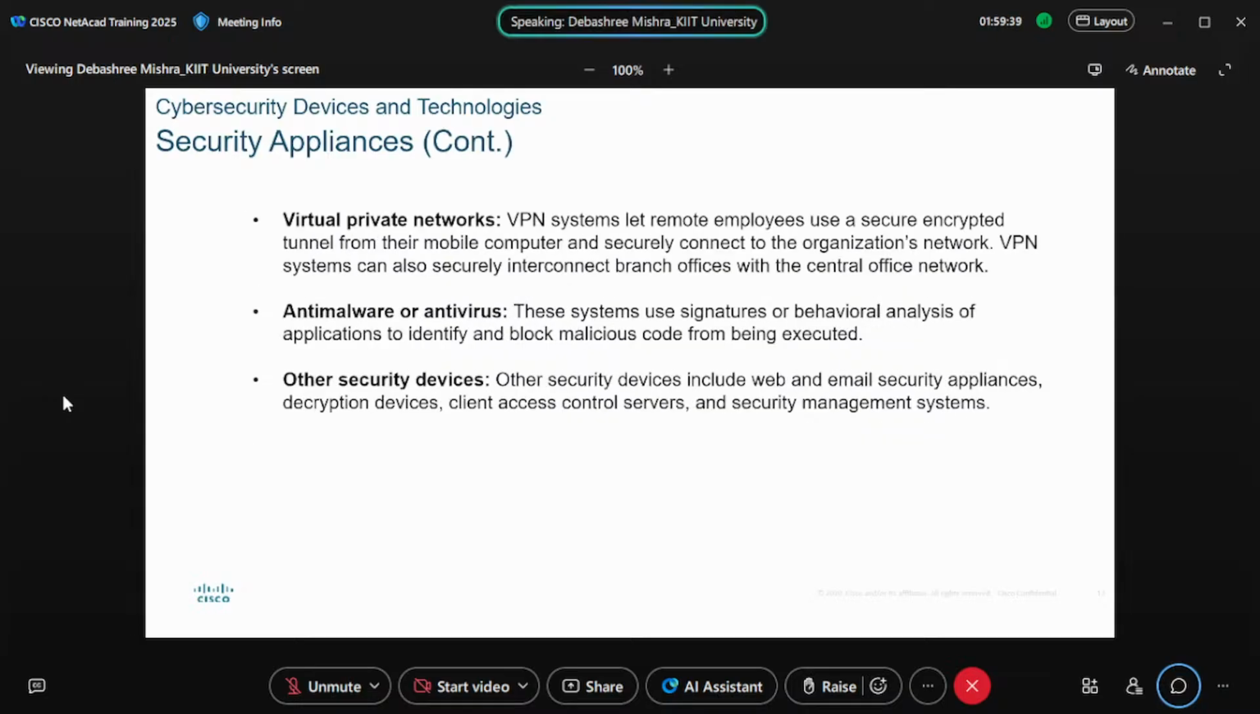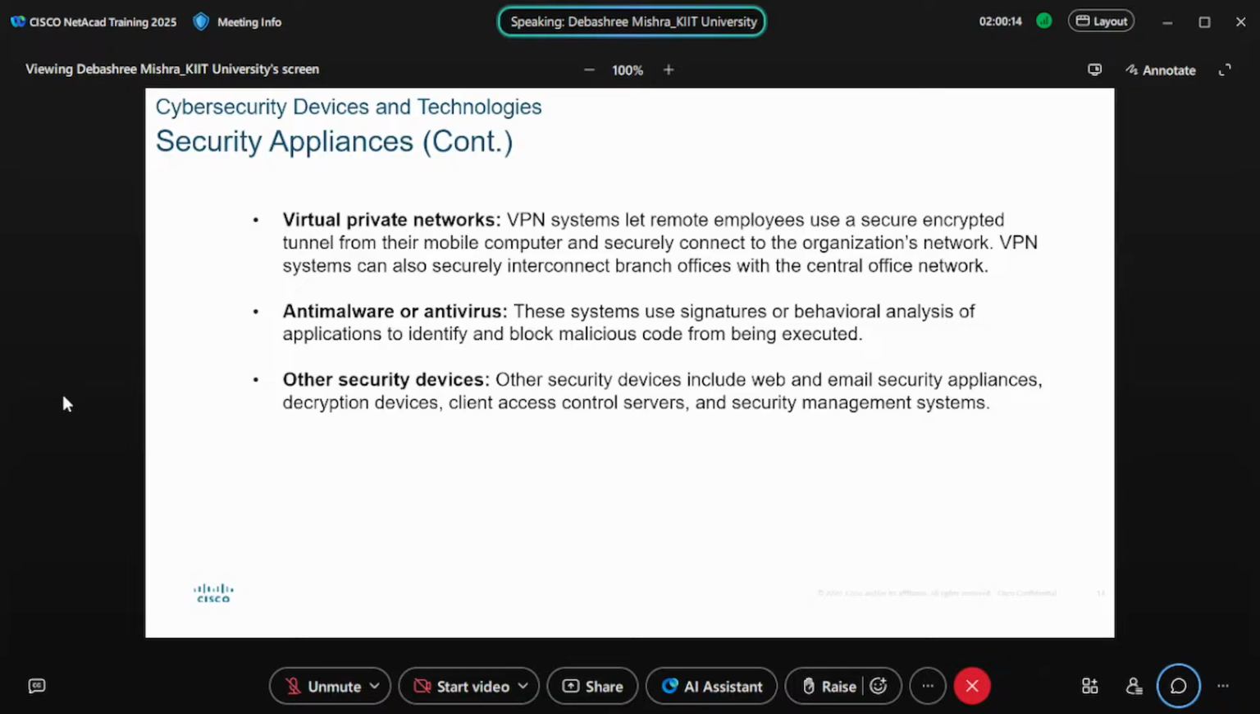Next thing is your virtual private network, which is also known as your VPN system. So in this case, what will happen? Yeah. In this virtual private network, the VPN system lets remote employees use a secure, encrypted tunnel. We have already talked about this VPN, right?